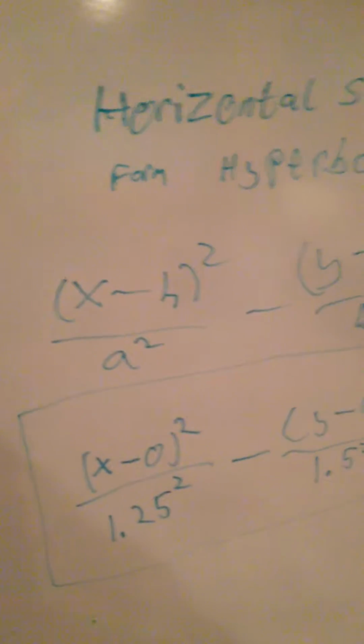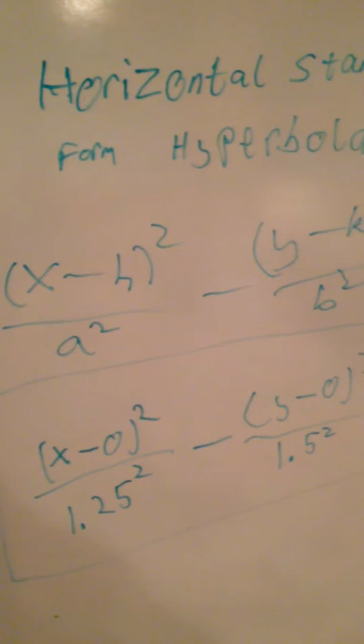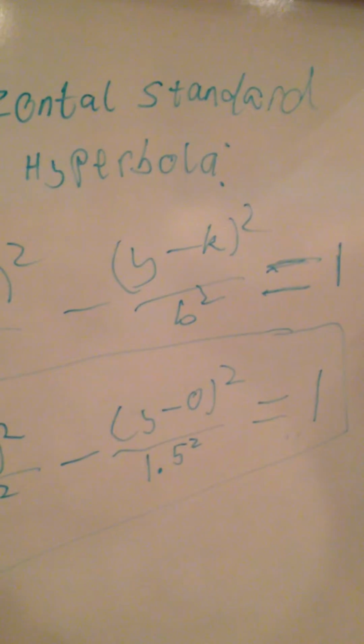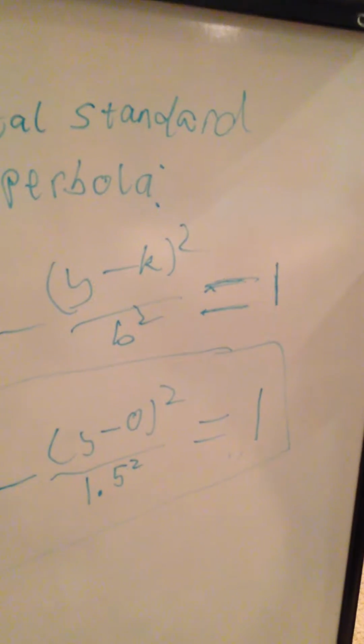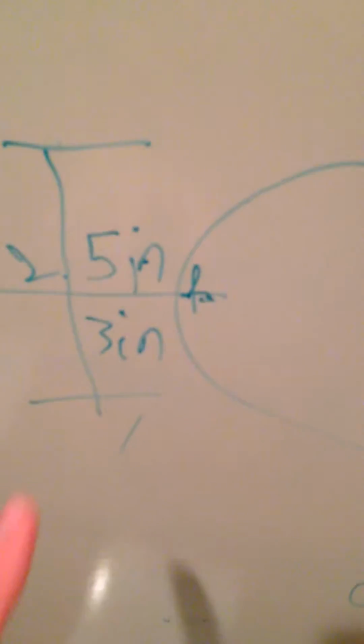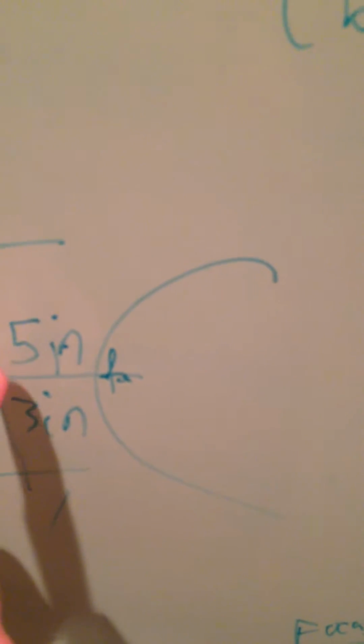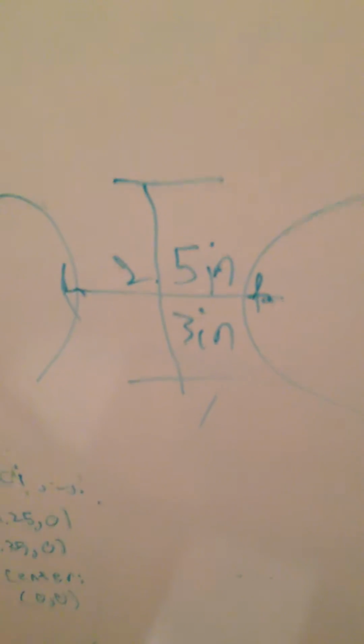So, the standard formula for a hyperbola is (x minus h) squared over a squared minus (y minus k) squared over b squared is equal to 1. I decided it would be best to put the center of the hyperbola at point 0, 0, so it is easiest to tell how far away everything is.